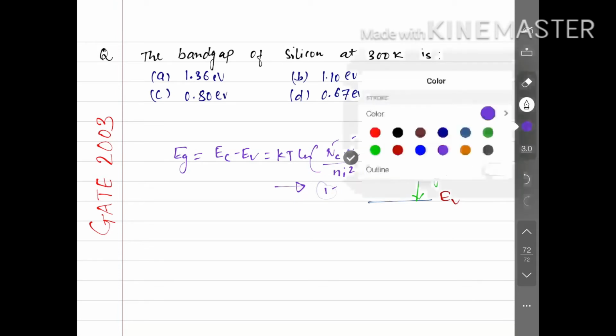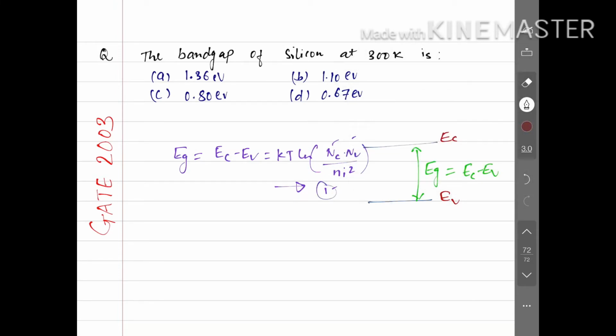There is another relationship that we need to remember, which is Eg is equal to Eg0 minus 3.6 times 10 to the power of minus 4 times T. This is my equation number 2. These are the two important relationships that we need to remember when answering anything related to band gap. So let me first deal with equation number 1.